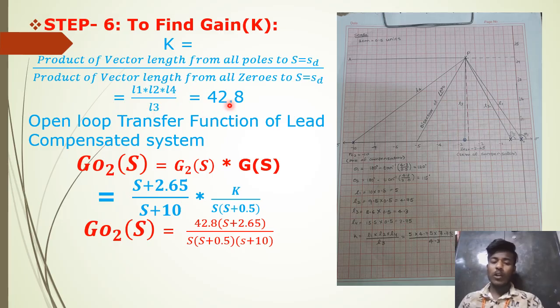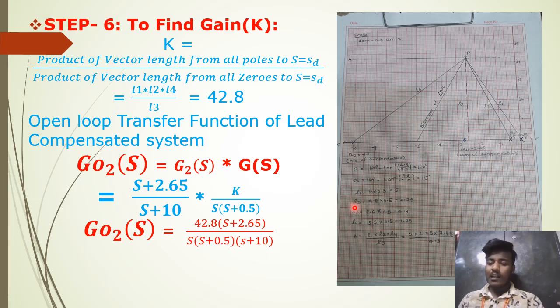We get as 42.8. Open loop transfer function of lead compensated system is GO2 of S equal to G2 of S into G of S, which is S plus 2.65 by S plus 10 into K by S into S plus 0.5. GO2 of S equal to 42.8 into S plus 2.65 by S into S plus 0.5 into S plus 10.